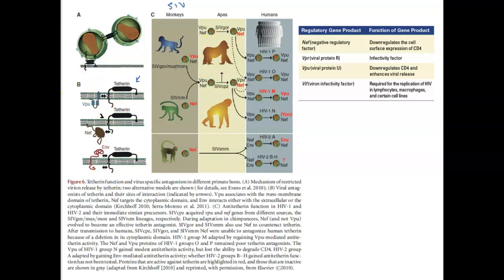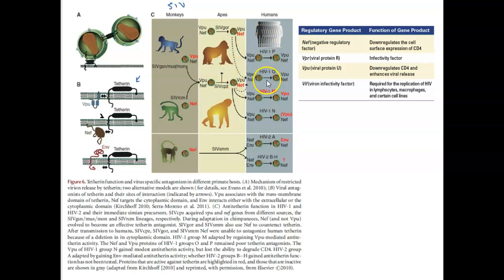So that's shown in figure B here. So VPU interacts with the transmembrane region of tetherin. NEF interacts with the cytoplasmic region of tetherin, but both of them stop tetherin from working. So in the great apes, NEF was responsible for antagonizing tetherin.